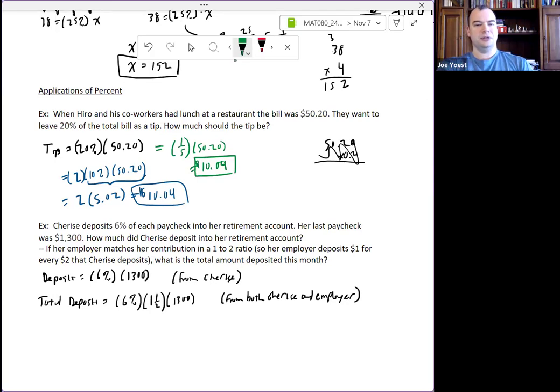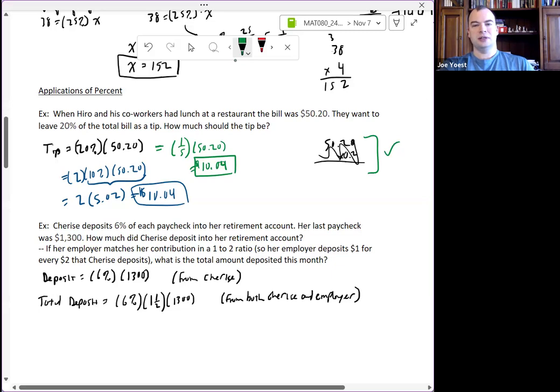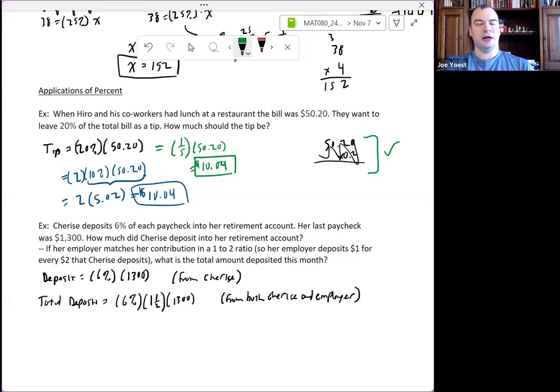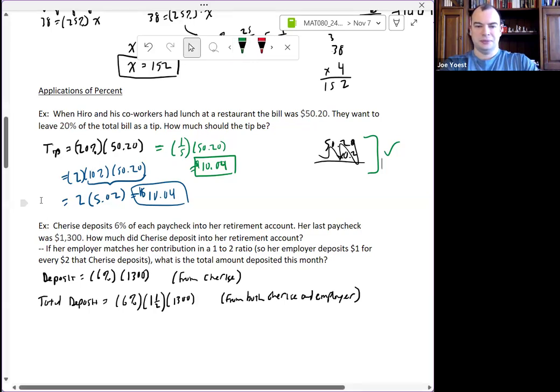Either way, I get to $10.04, whether I take the decimal route or the fractions route. I could, of course, definitely do this: just the straightforward approach, convert the percent into a decimal, make it 0.2, and carry out the multiplication. That would certainly work. You would get the same answer, $10.04. Maybe a little more efficient to do it one of these two ways, though. Any questions on that one?